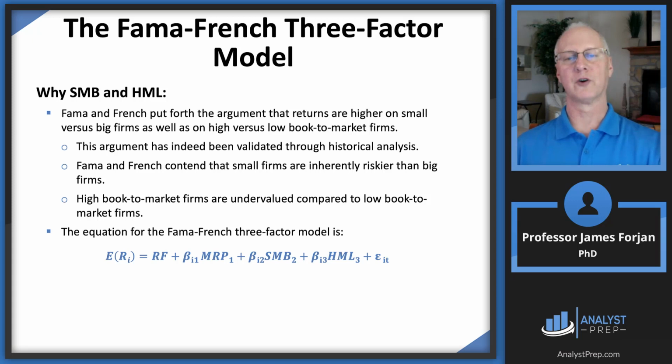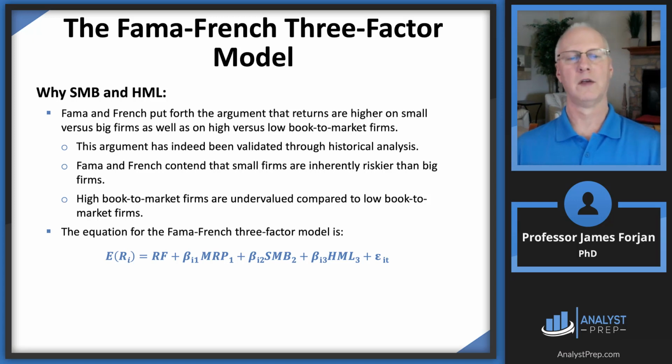So notice my first circle point there, this argument that returns are higher on small firms and the returns are higher on high book-to-market firms, which is a value firm. It has been validated through historical analysis. And by the way, this is in lots and lots of finance academic journals. So Fama and French thought that maybe small firms are just riskier and that high book-to-market firms are undervalued. So the equation looks like that.